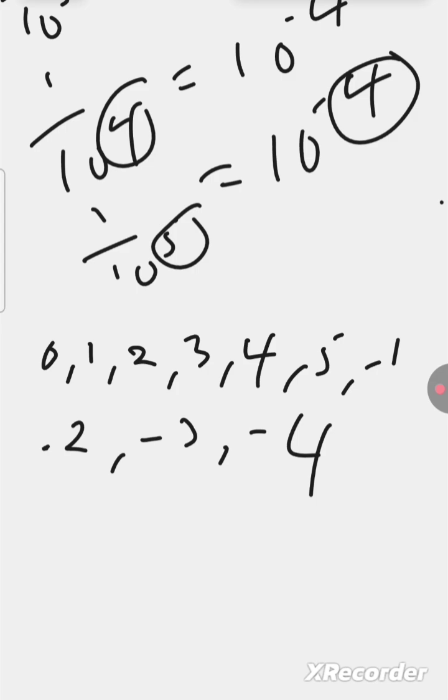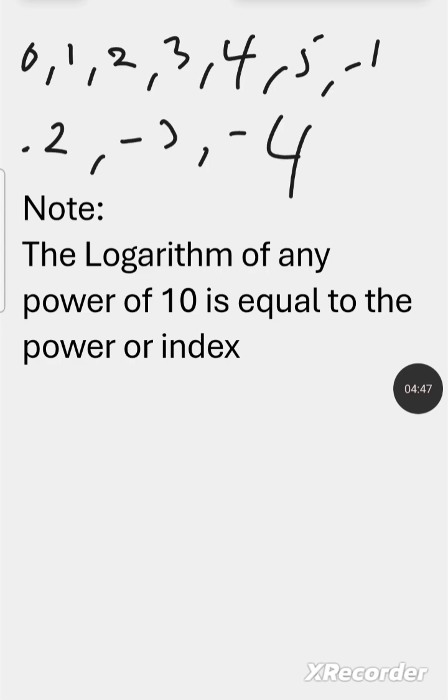So we call them logarithms of numbers to base 10. I want you to know this. The logarithm of any power of base 10 is equal to the power or index.